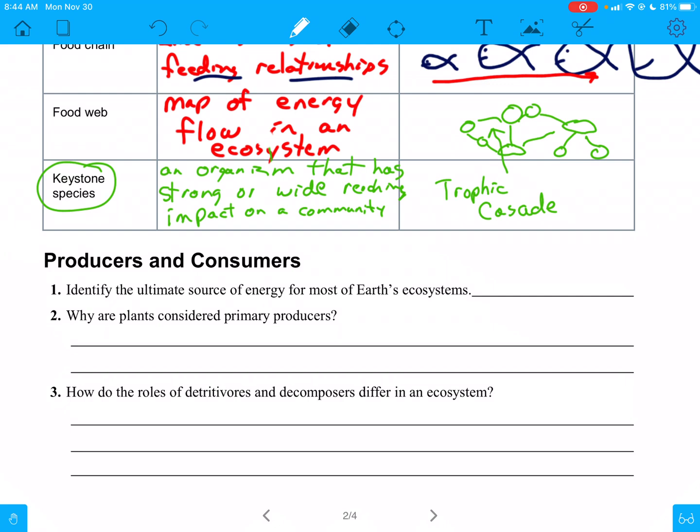Okay, identify the ultimate source of energy for most of the Earth's ecosystems. That's easy. That is the sun, okay? The sun is the source of energy for every time your heart beats, for every time you wiggle and jiggle, for every time you laugh or smile. It is sunlight that you have converted into the emotions and things that you do.